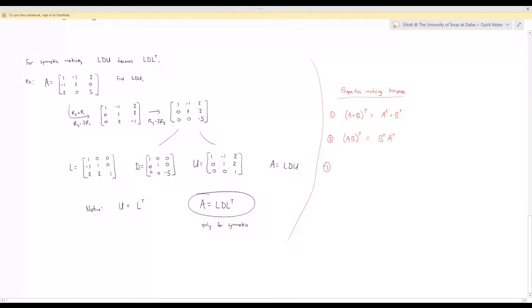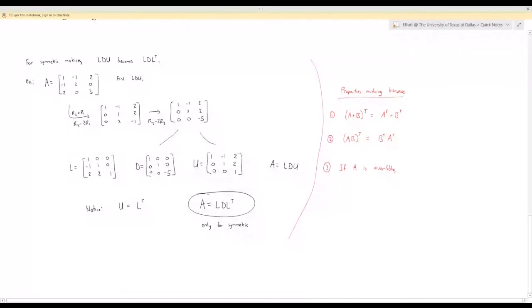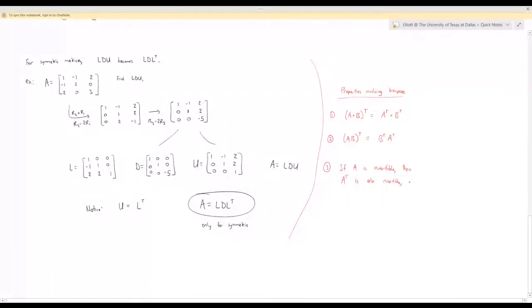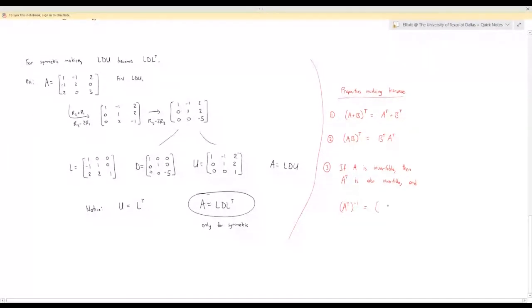There's also a property that relates transpose and inverse a little bit. This property says that if A is invertible, then A transpose is also invertible. And furthermore, the inverse of A transpose turns out to be the transpose of A inverse, okay?